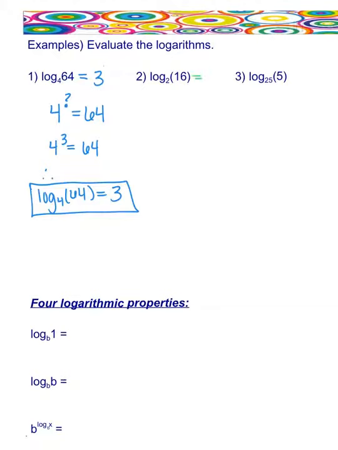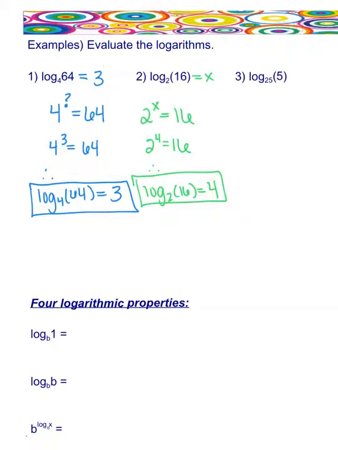Instead of putting a question mark, maybe let's just call it the variable x, because it's an unknown. So when I translate this, I'll have 2 raised to the x equals 16. Well, I know that 2 to the 4th power is equal to 16. Therefore, log base 2 of 16 is equal to 4. And you can erase this now if you want to as well. Say it equals 4.